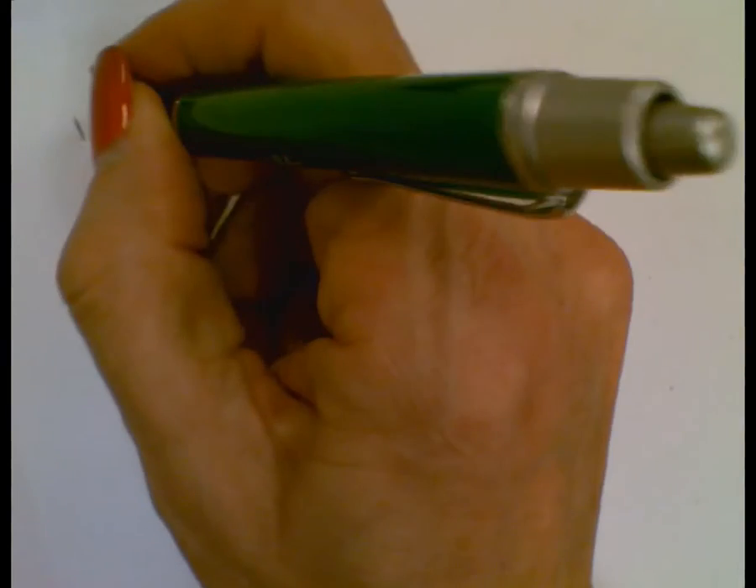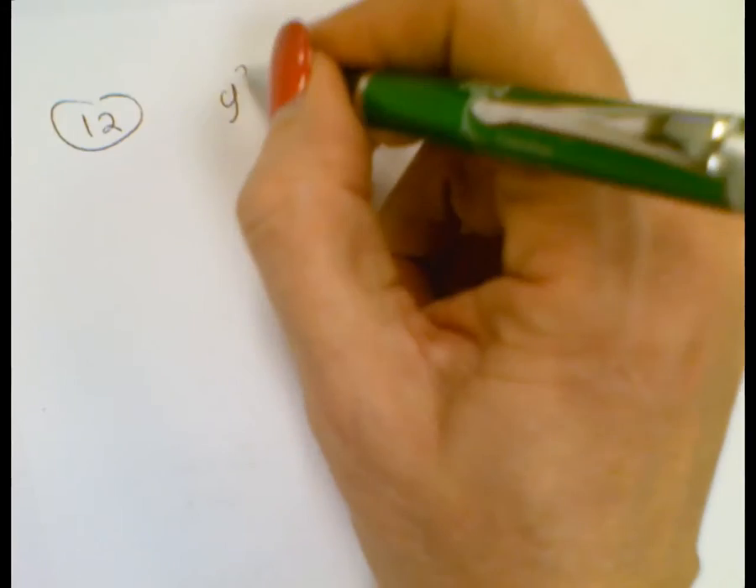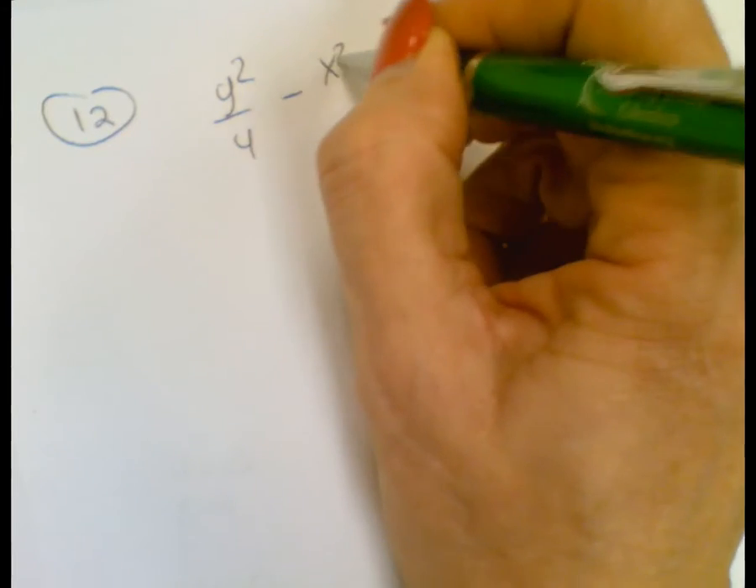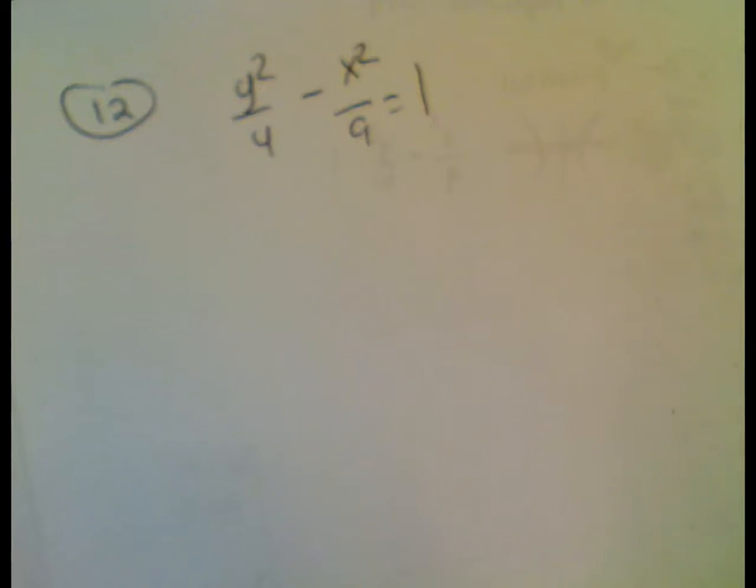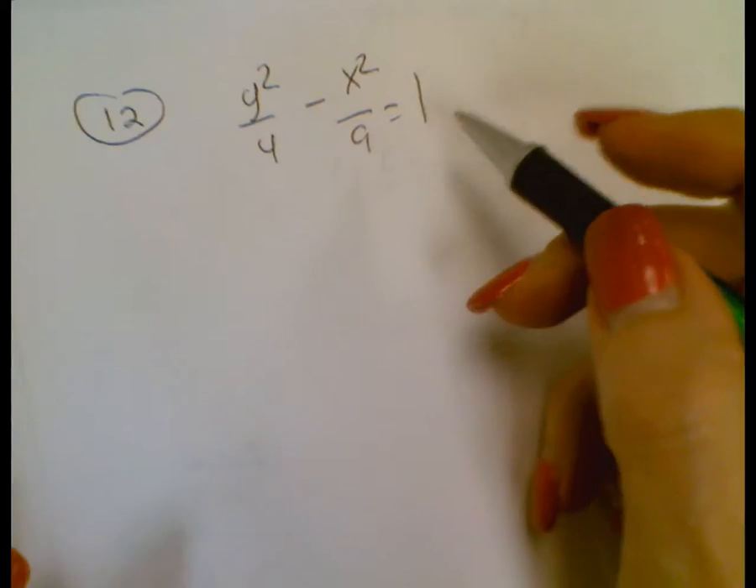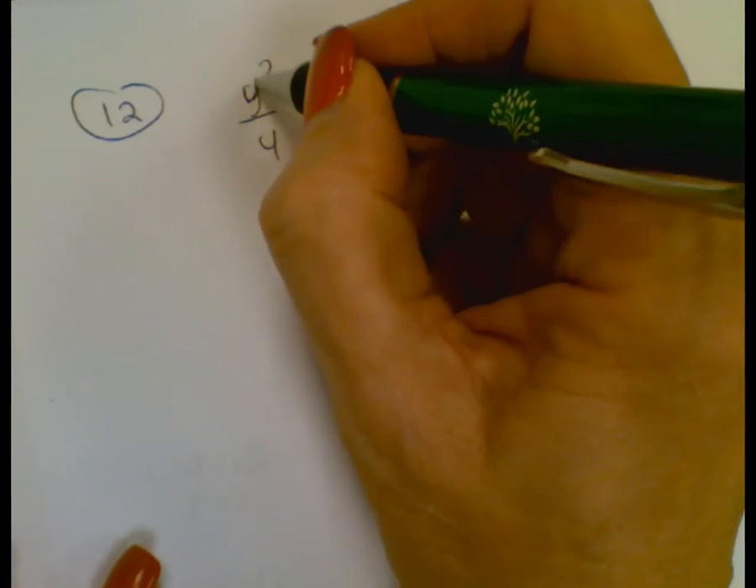So number 12. That was the y, up 4, and then right 3, and that's what the whole box is. Read everything. So this is your equation. You'll notice that the y is what is squared. So if y is squared, it's up or down.